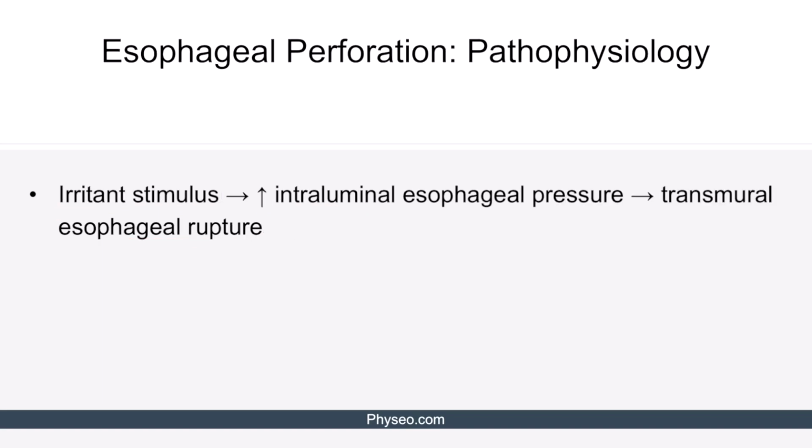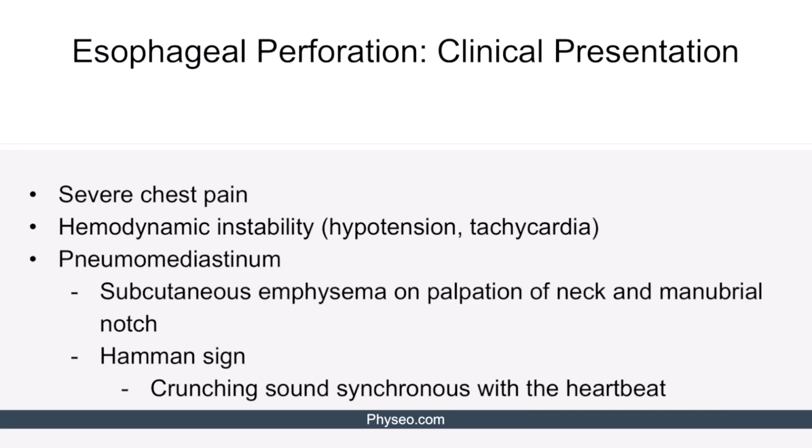Let's talk about how these conditions result in esophageal rupture. An irritant stimulus increases the intraluminal esophageal pressure. Excessive increase in the intraluminal pressure then causes a transmural esophageal rupture. Esophageal perforation is characterized by severe chest pain and hemodynamic instability, manifested by hypertension and tachycardia. Direct communication between esophageal lumen and mediastinum causes the esophageal air to escape into the mediastinum.